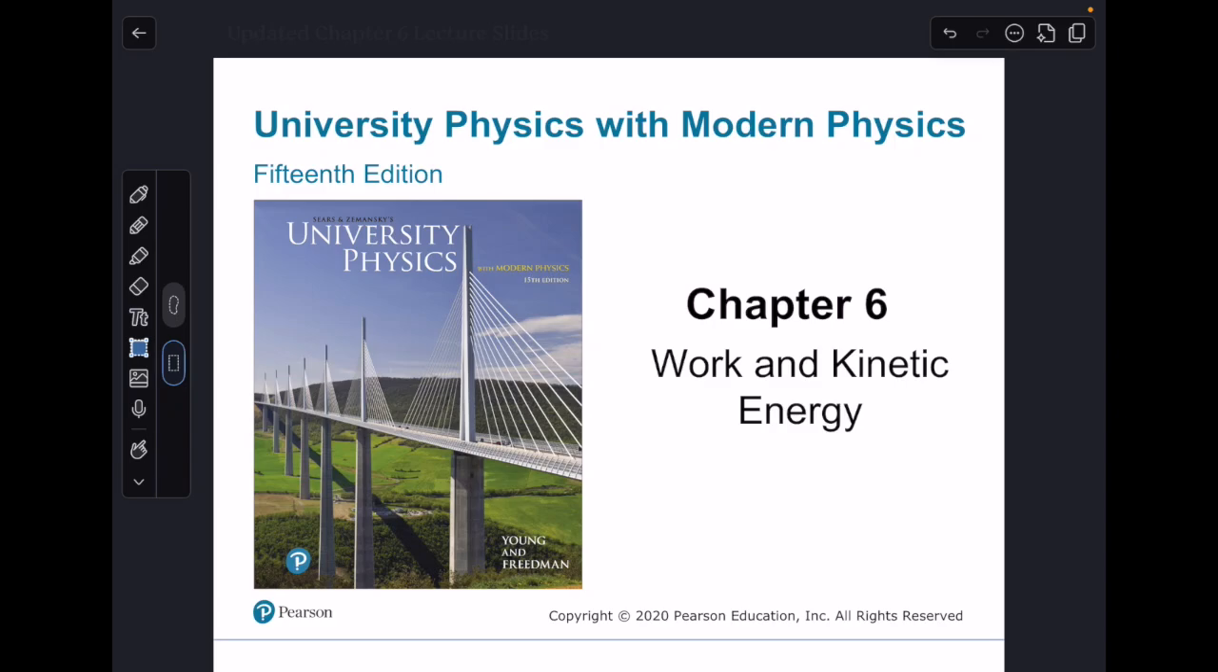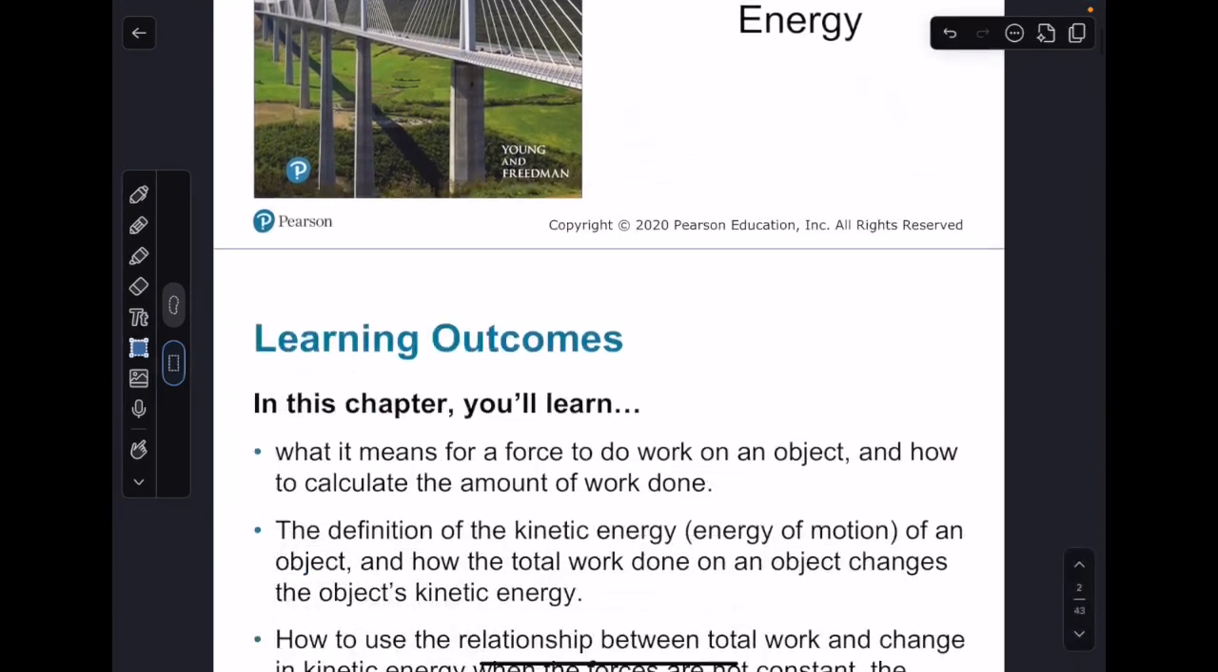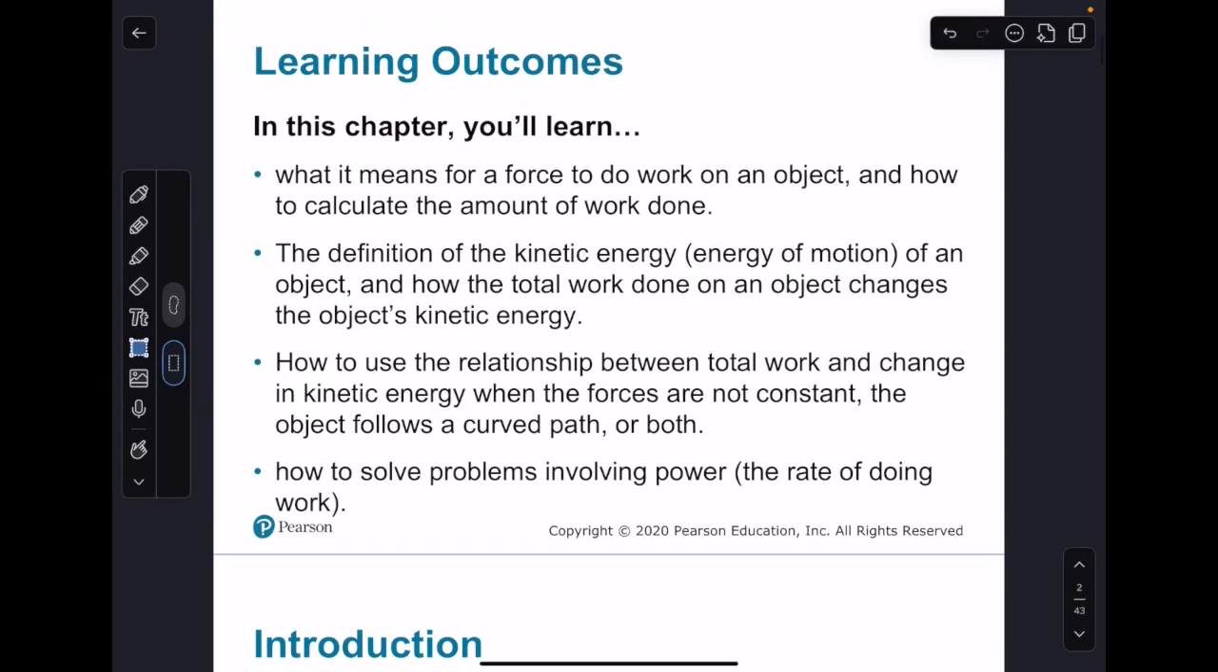We're starting a new chapter today, and we are going to be looking at the same kind of problems that we've been doing, analyzing forces and motion, but from another perspective, and that perspective is energetics. In this chapter, we're going to be learning what work means, defining kinetic energy, looking at some conservation laws of energy, and using those relationships to solve problems.